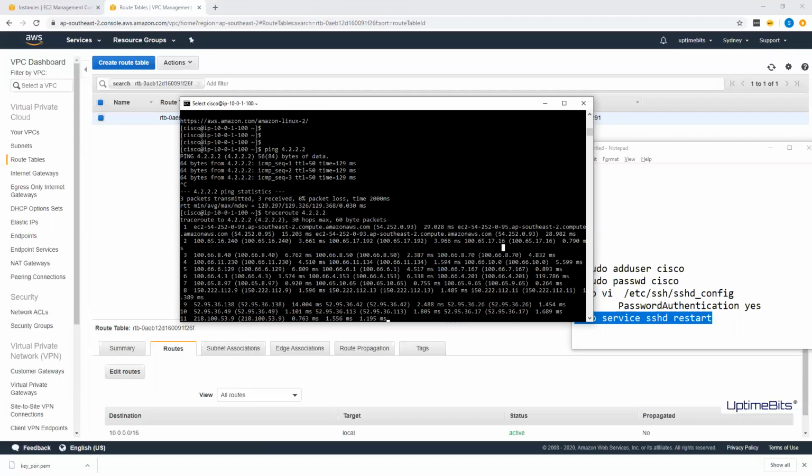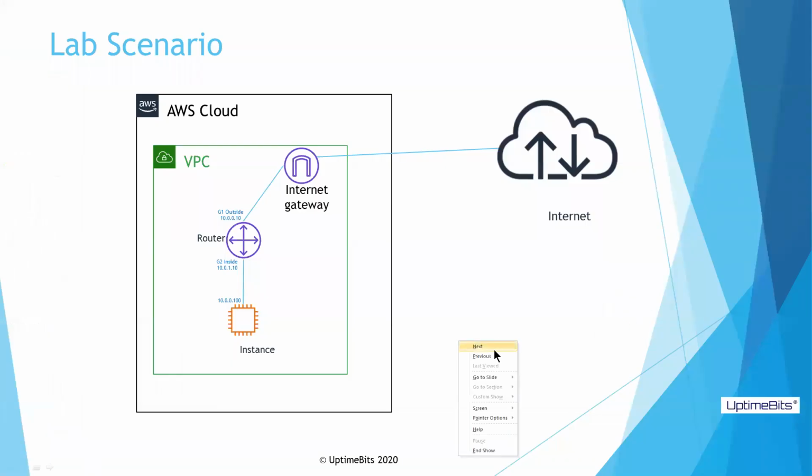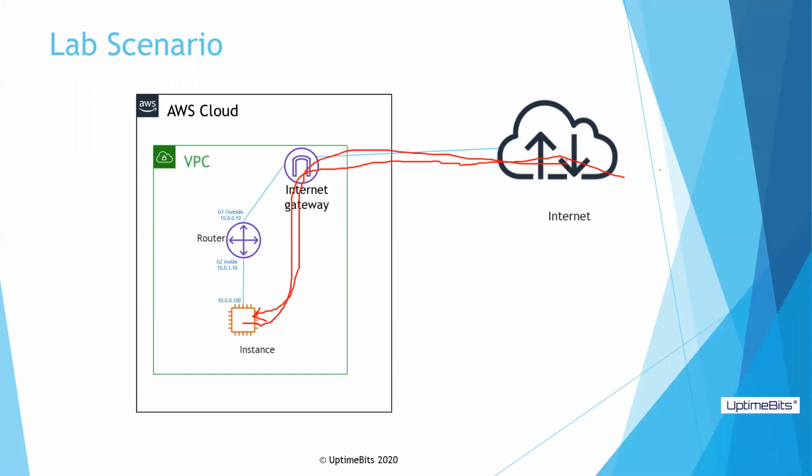Okay, so going back to the scenario, as of now, how it's working is that, I'll just take a pen. As of now, from the internet, through this internet gateway, we are able to access this instance using the public IP. And this instance is also going out via this route. What we want is that it should go via the router. So it should go via this route to the internet.